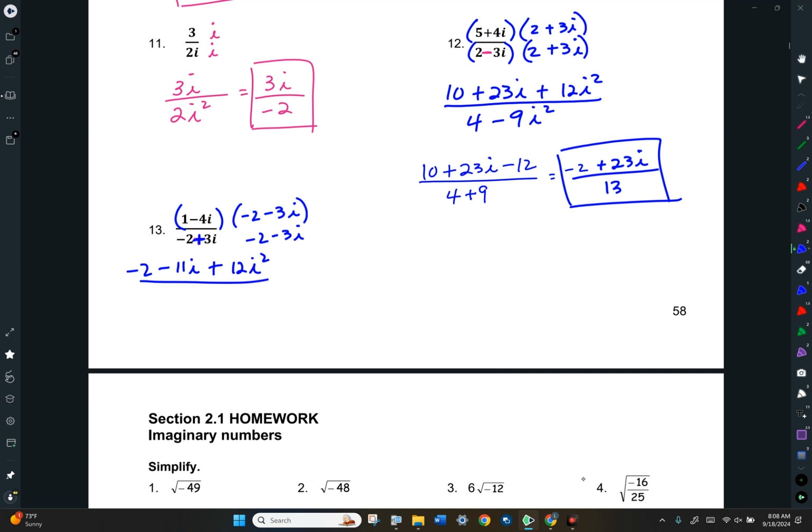On the bottom, again, when we do the FOIL, I don't have to worry about the outer and inner. I'm just going to end up with first and last. So the first, negative 2 times negative 2 is 4. The last is going to be negative 9i squared. So again, I'm going to get rid of my i squareds. Let's see if you can handle this. Since I know that this is really just negative 12, if I combine that with my negative 2, I'm going to have negative 14 minus 11i. And in the denominator, remember that i squared is like a negative 1, so it's going to really become 4 plus 9, so 13. So that's my rationalized answer. So those are the notes for section 2.1.